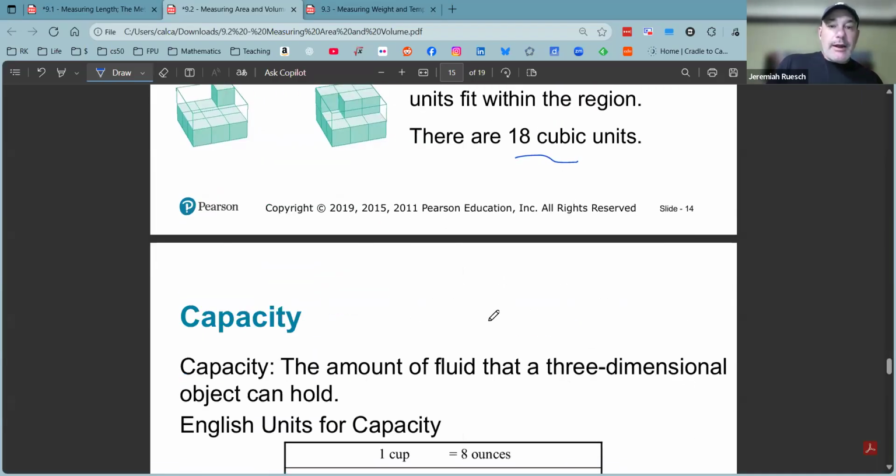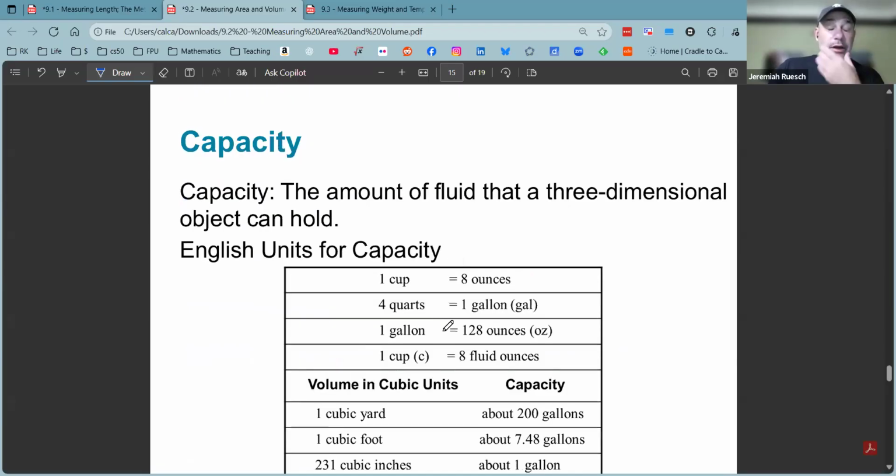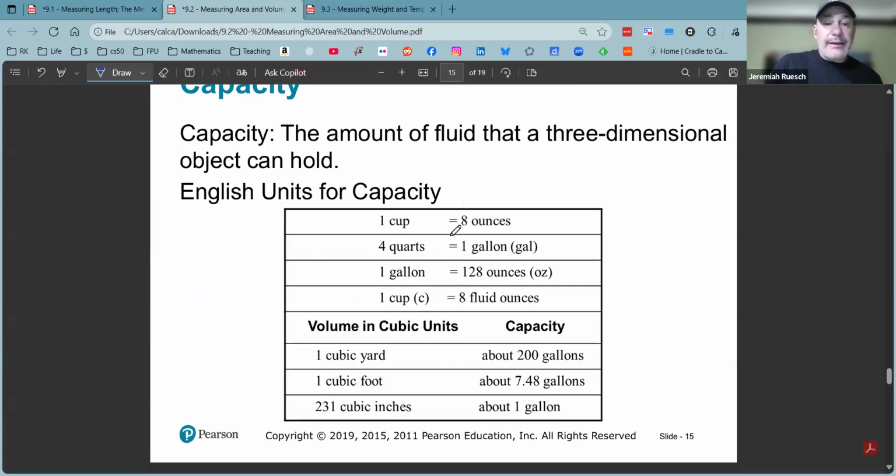Okay. All right. So talking about capacity, here are some common measurements. The amount of fluid a three-dimensional object can hold is often called its capacity, which is a reflection of its volume. So 1 cup is 8 ounces. 4 quarts is 1 gallon, like a gallon of milk, which you may be familiar with. 1 gallon is 128 ounces, and 1 cup is 8 fluid ounces.